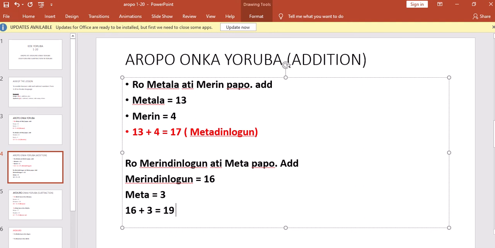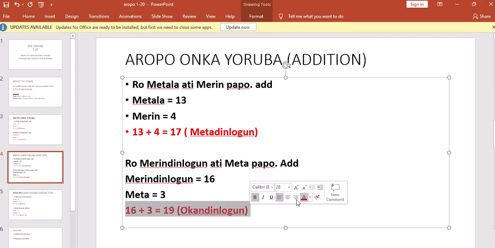16 plus 3 will give you 19. Kí wá ní 19 ní èdè Yorùbá? Ọ̀kàndínlógún. That is ọ̀kàndínlógún, 19. So that is addition in Yoruba language. Have you taken note of the row and the numbers in Yoruba?